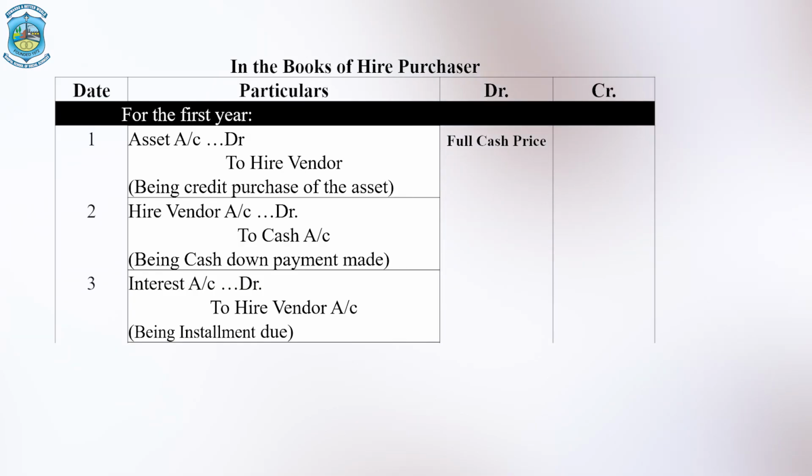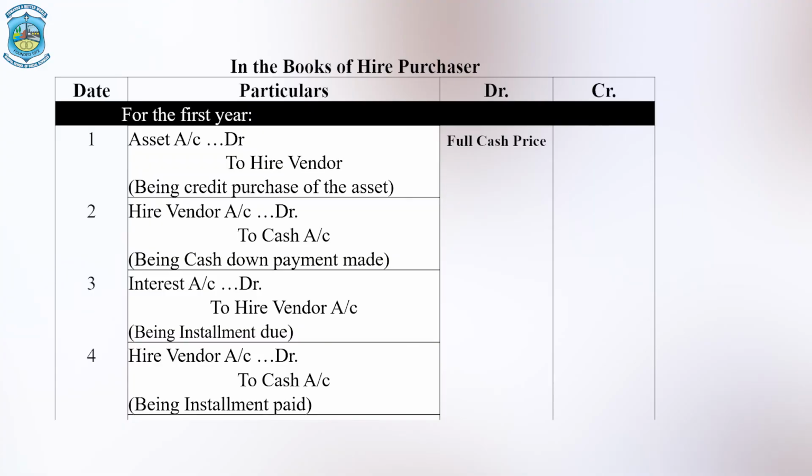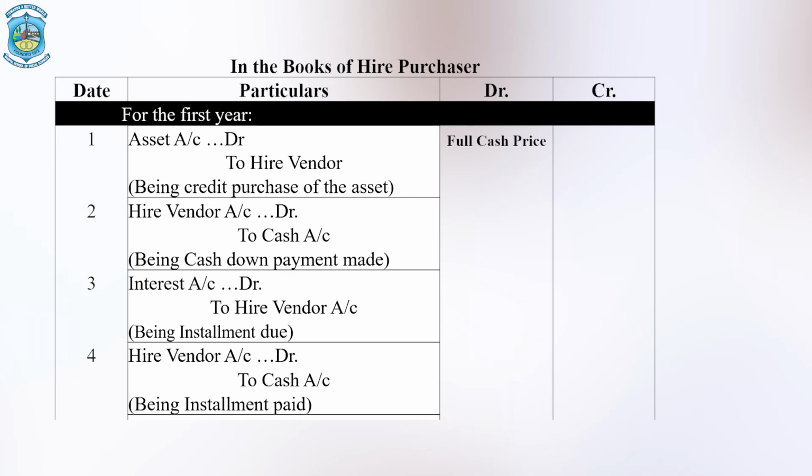Now remember, you have already credited hire vendor with the entire cash price, and now again you have credited hire vendor with the amount of interest. So when you make the payment of installment, you have to debit hire vendor with the amount of installment, that is cash price plus interest, and credit cash. So this payment entry is exactly the same as in asset accrual method. That is, hire vendor account debited to cash for the payment of installment, which includes cash price and interest.